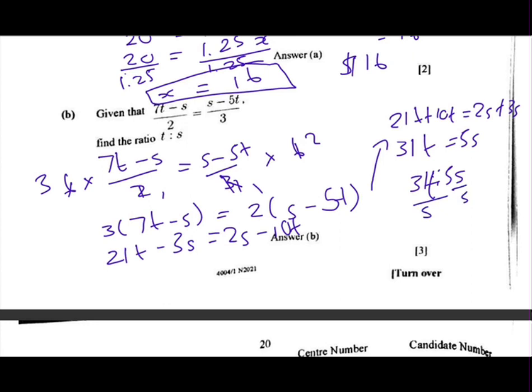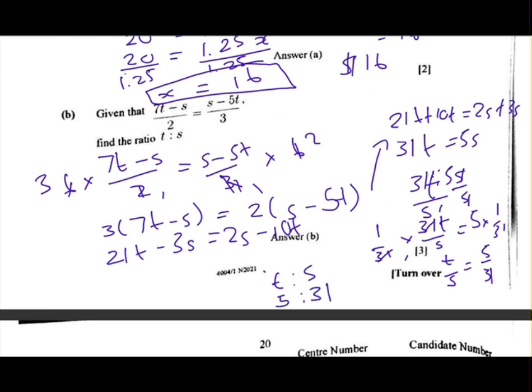We divide both sides by s. So 31t over s is equal to 5. Then we divide both sides by 31, which is the same as multiplying by 1 over 31 on both sides. So that will give us 5 over 31 on one side, and t over s on the other side. Okay, so t over s is equal to 5 over 31. So you can see that the t is the numerator and the s is the denominator. So t to s is equal to 5 to 31.